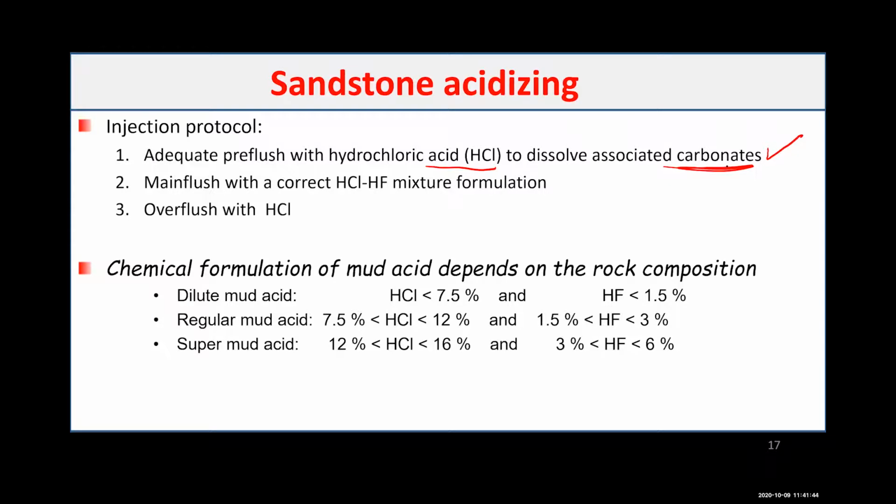Then we go with the main acid, which is the HCl-HF treatment. And the acid will work toward the silica and dissolve the silica. Behind it, at the later stage, we'll do an overflush with HCl. The idea here is to keep the pH as low as possible, so you cannot reach a pH of 4 to 5, and you don't have any precipitate.